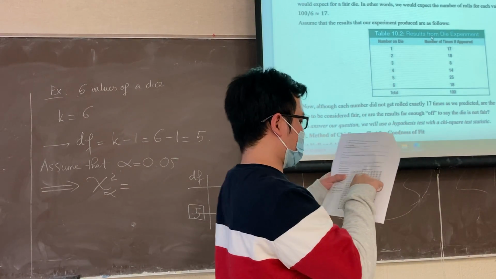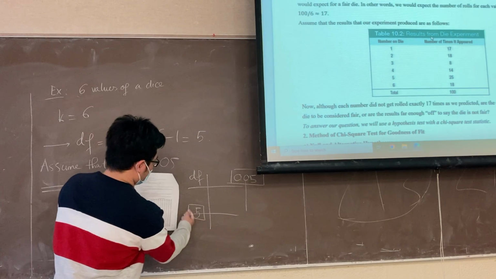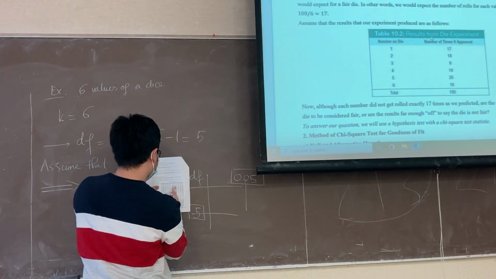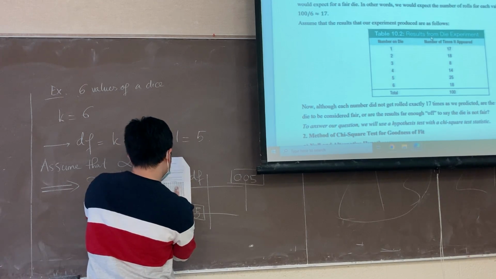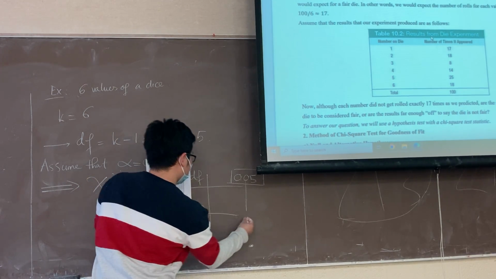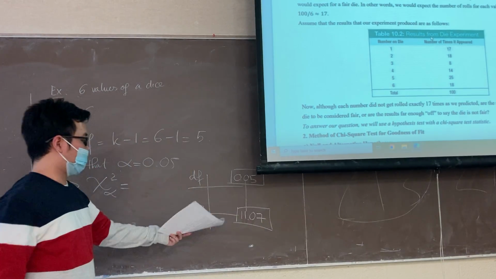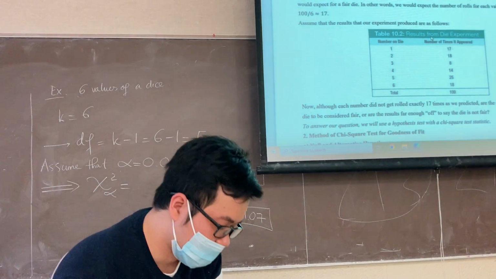Okay, Delaney, please. 11.070. Yeah, exactly. So you can look at the 5 here and look at the value here. You can find this value is exactly 11.070. Okay, this is the value for chi-square alpha. Thank you, Delaney.